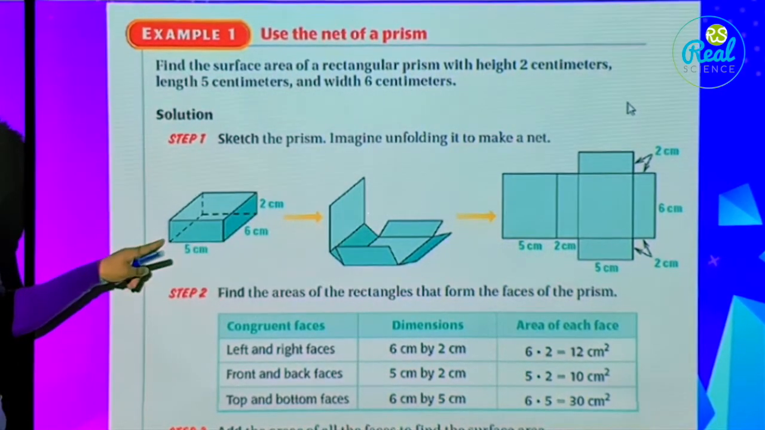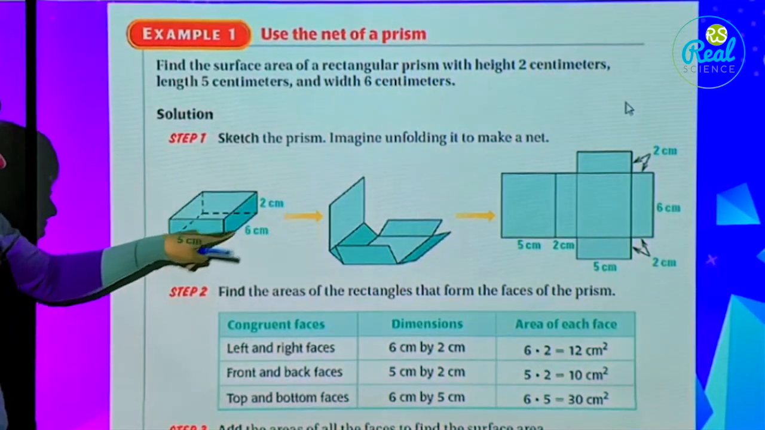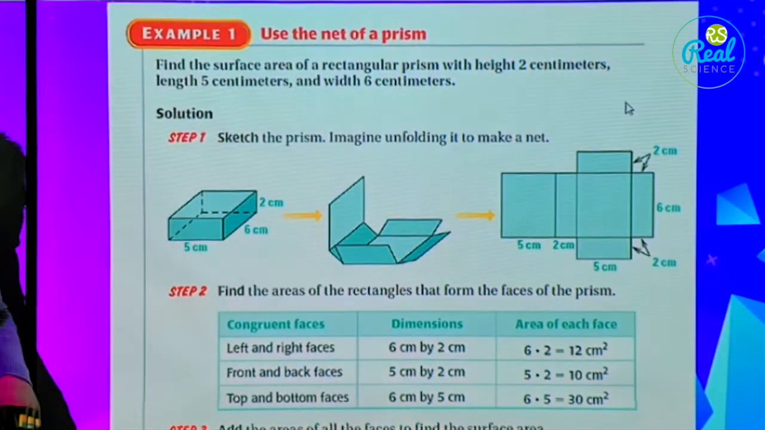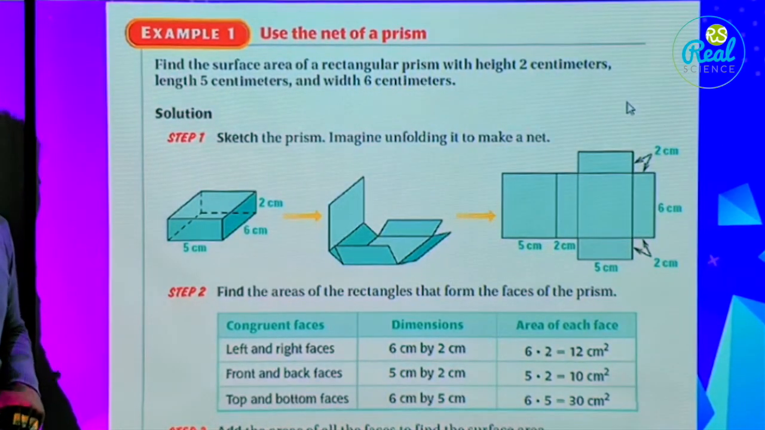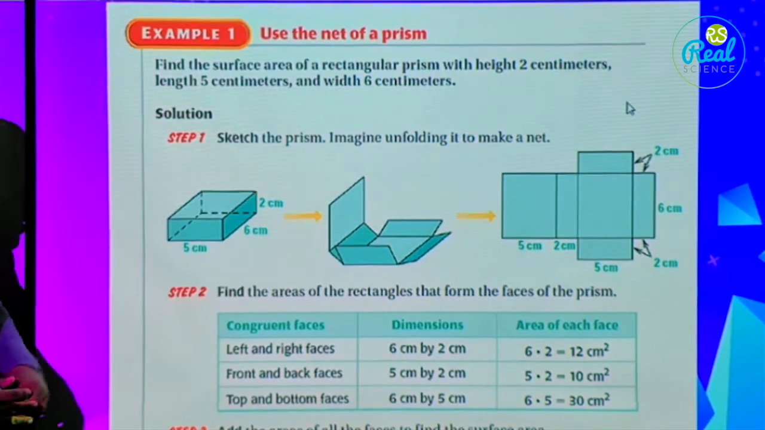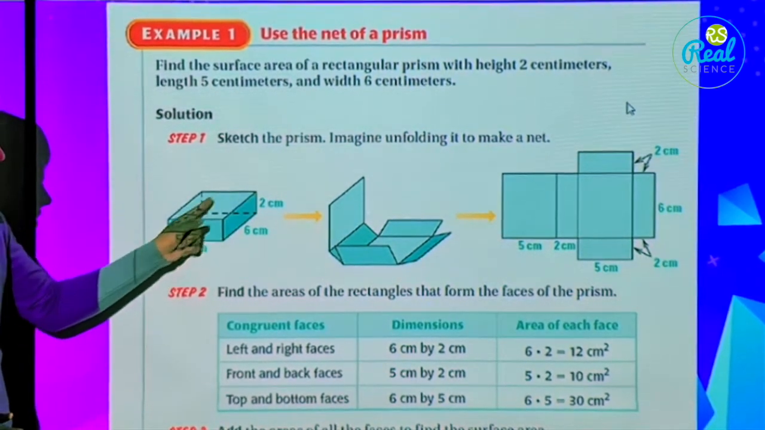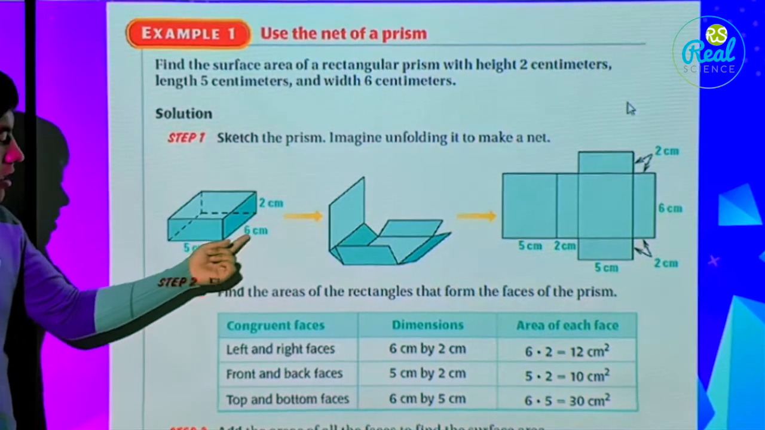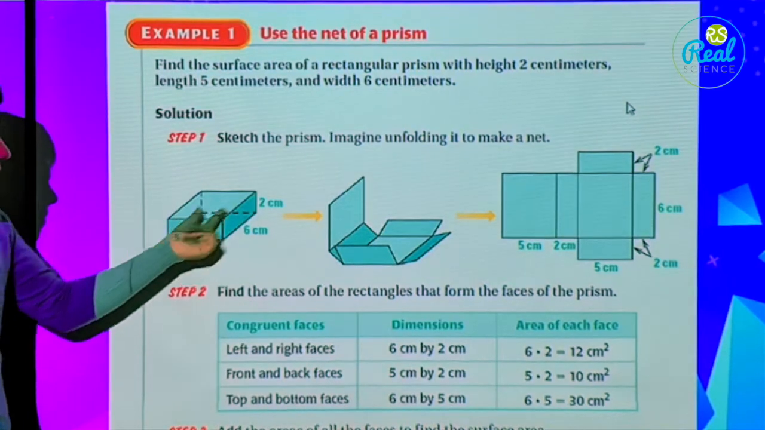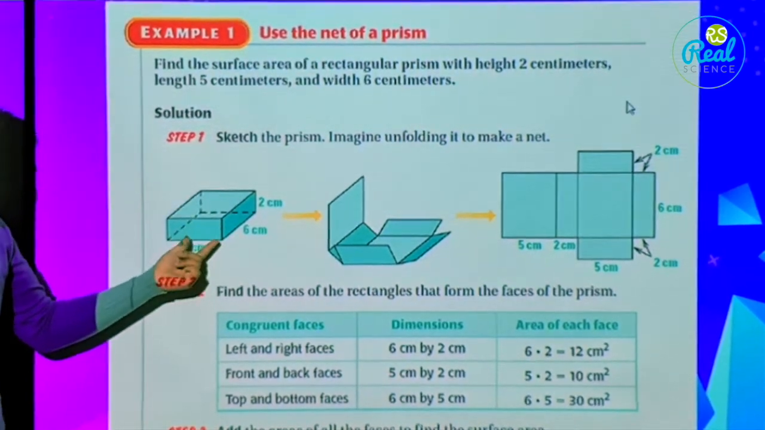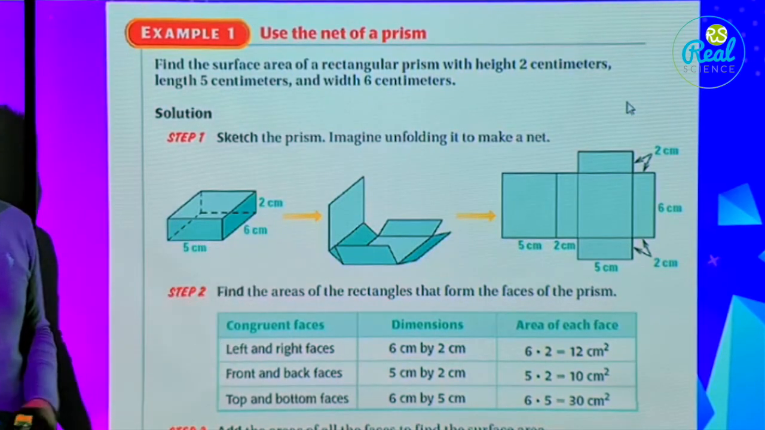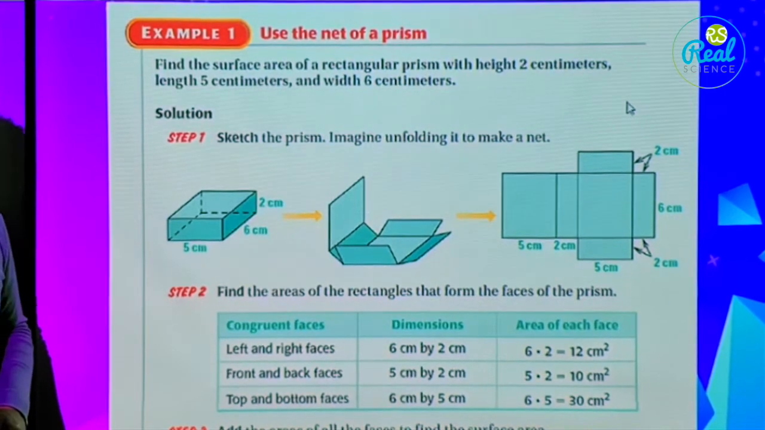Such a rectangle, and another 2 the same rectangles, and bases also another 2 rectangles. Yeah, it means 3 couples of the same area of rectangles. 5 times 2, 10, 10, 12, 20. Yeah, 6 times 2, 12, 12, 24, and 5 times 6, 30, 30, 60. 20 plus 24 plus 60, 104. It is surface area.